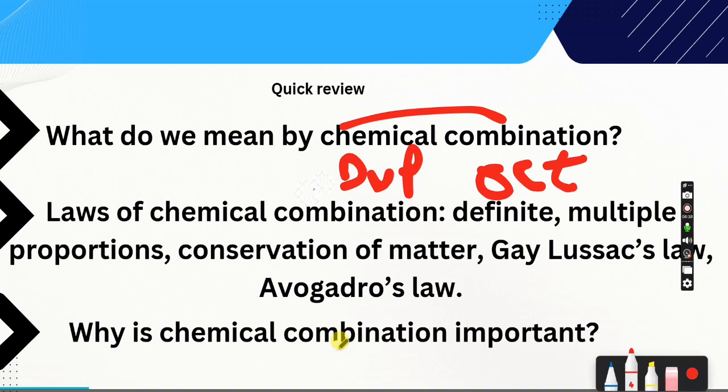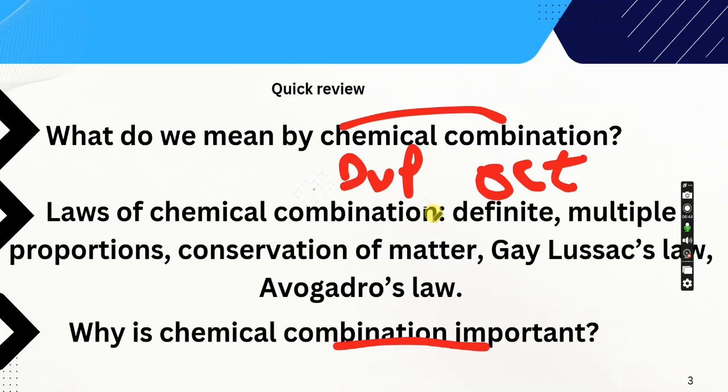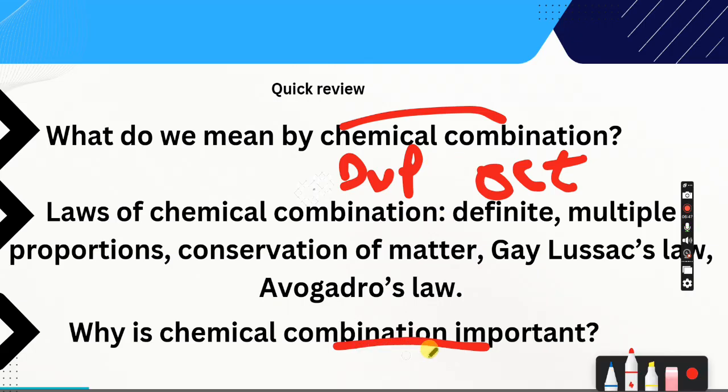The number one reason why chemical combination is important is the reason why atoms are actually participating in chemical combination in the first place: to achieve stability. It helps atoms to achieve stability. That's the first important point.